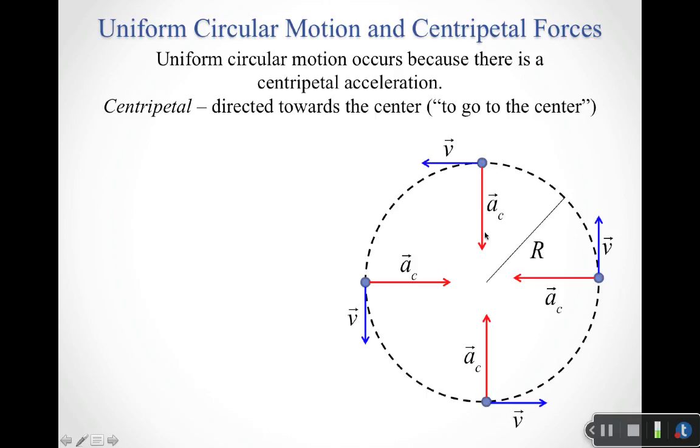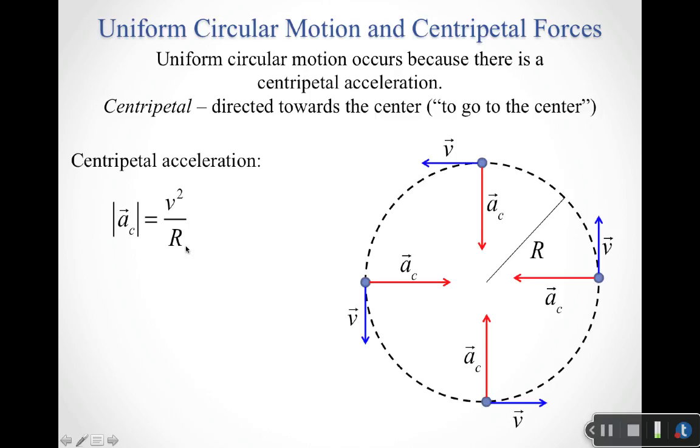Centripetal is basically a translation that means towards the center, to go to the center. And you notice that the centripetal acceleration always points towards the center of the circle. One of the things that's going to be nice about working centripetal motion problems, because again, they're really just Newton's second law problems, is that they're Newton's second law problems where it's easy to identify the direction of the acceleration, because the acceleration is always going to point towards the center of the circle.